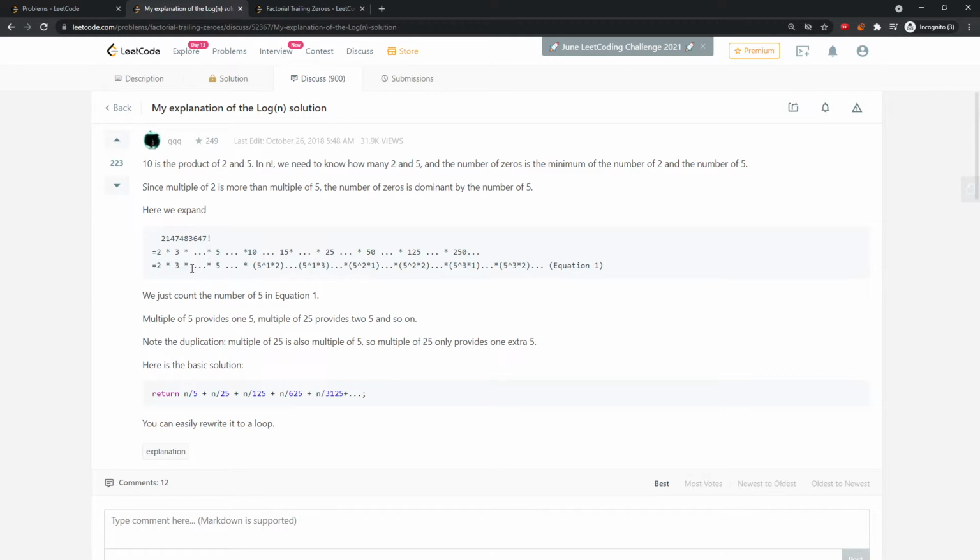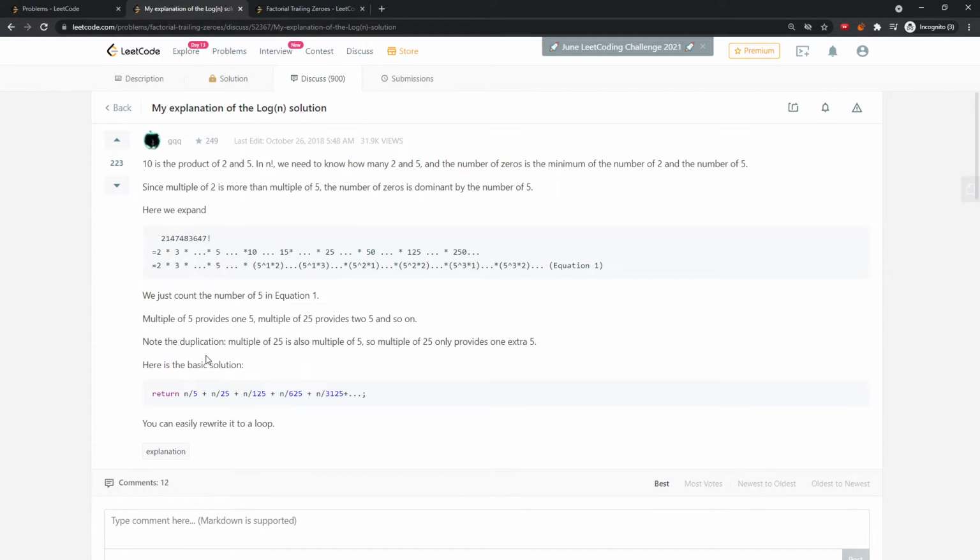So 2 times 3 times 4 times 5. In this case, this will be the first zero, and keep going on, right? This will be the second zero, and so on. So we just count the number of 5s in the equation. A multiple of 5 provides one 5. A multiple of 25 provides two 5s, and so on.